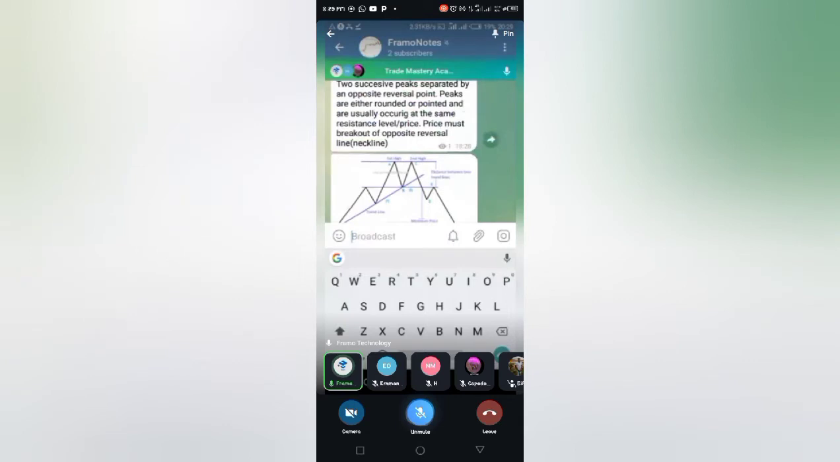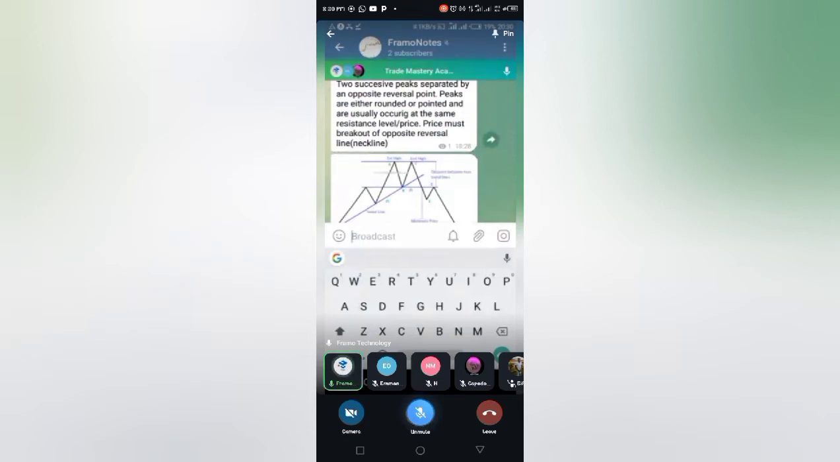Now, we also learned that we have three main types of patterns. We have the continuation patterns. Then we have the reversal patterns. But then we are looking for a trend. So we have a bullish pattern, meaning a pattern that will signal an uptrend. Then we also have a bearish pattern, a pattern that will signal a downtrend. That is what we are looking for.